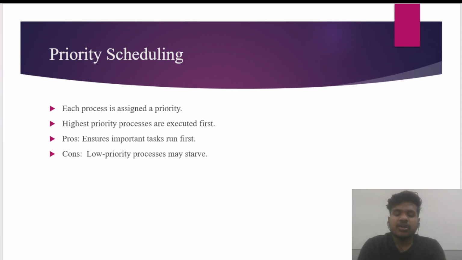But there is a disadvantage also. The low priority process may starve and not get CPU time. For example, if there is a low priority process among the number of processes, then that process will not get CPU time until later. That is a disadvantage of priority scheduling.